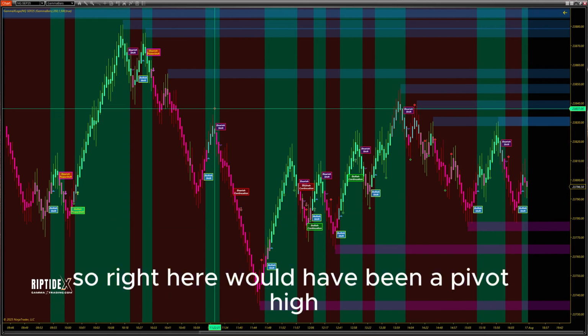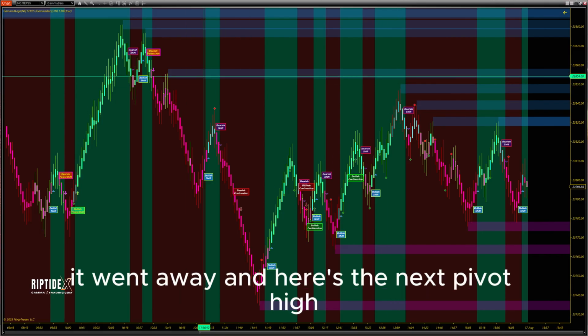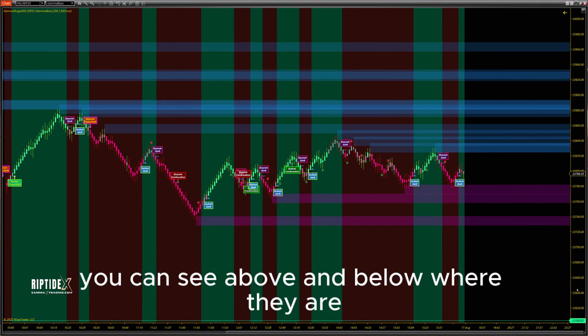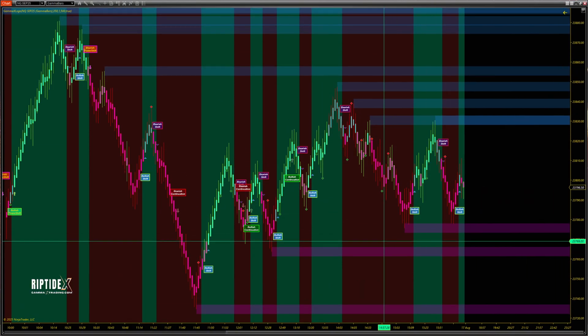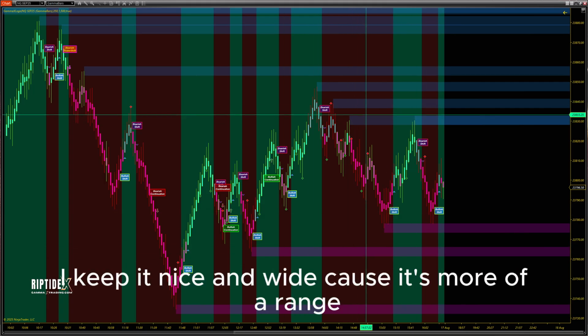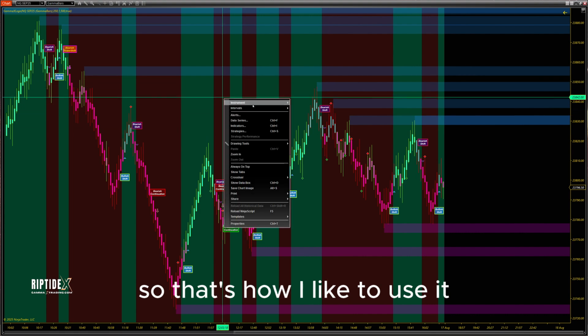So right here would have been a pivot high. But since it got broke right here, it went away. And here's the next pivot high. You can see above and below where they are, the most recent ones. It just gives you a visual of where the pivots are. I keep it nice and wide because it's more of a range. That's how I like to use it.